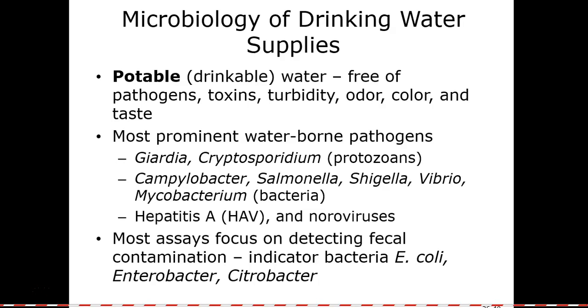And then hepatitis A, which is acquired through the fecal-oral route, and the noroviruses are two viral forms of waterborne pathogens. Most assays focus on detecting what we call indicator bacteria. Indicator bacteria are also coliforms, things like E. coli, Enterobacter, and Citrobacter. And these indicator bacteria are gram-negative rods. So these gram-negative rods and coliforms are evidence of fecal contamination. So they make very useful indicators in water quality tests.